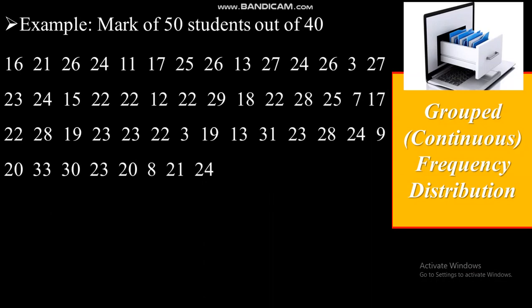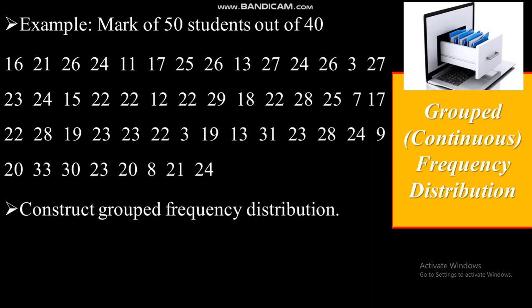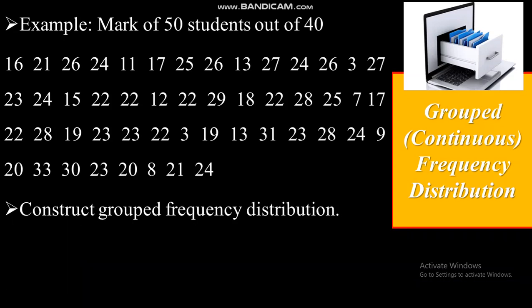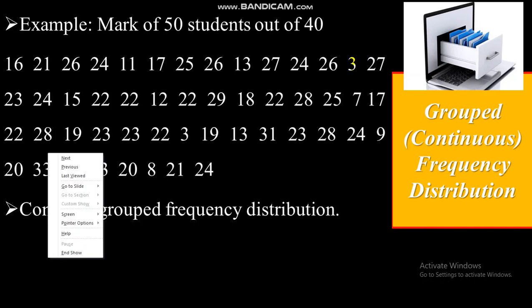This is raw data, and we organize it in a grouped frequency distribution. Construct a grouped frequency distribution. The first step is to arrange the data set in increasing order. So, for example, the smallest value here is 3.